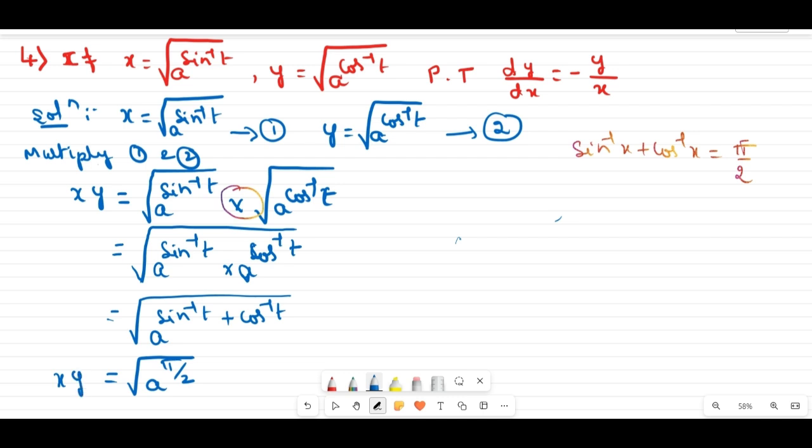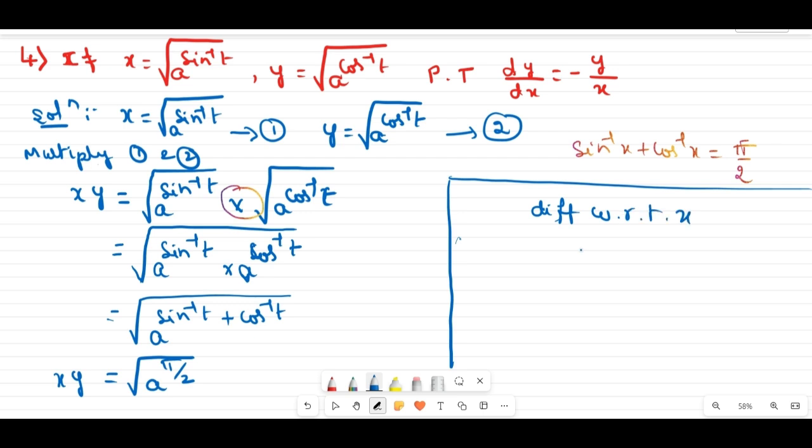See this. Okay. See, till this step I have not differentiated the function. Now I will differentiate this with respect to x. Okay, differentiate with respect to x. While differentiating the left hand side, what are we having? X into y. X into y means it is a product of two functions, isn't it? Apply the product rule. X into y derivative is x into dy by dx plus y into x derivative is 1. That is equal to the right hand side, what we are having? Square root of a power pi by 2. It is a constant. Constant derivative is 0. So x into dy by dx, take this y to right hand side, it becomes minus y.